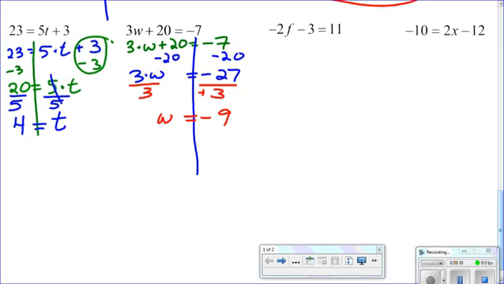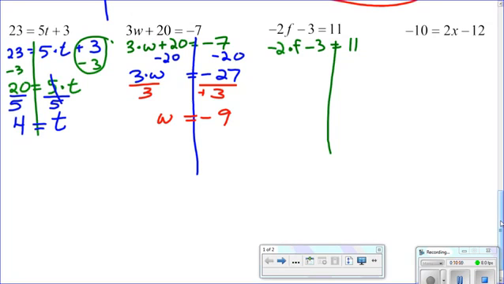Looking at the next one, there's a bunch of negatives. This one might be a little tricky. You guys can do it. We have negative 2 times f minus 3 equals 11. So we need to deal with a timesing by a negative 2 and a subtracting by 3.